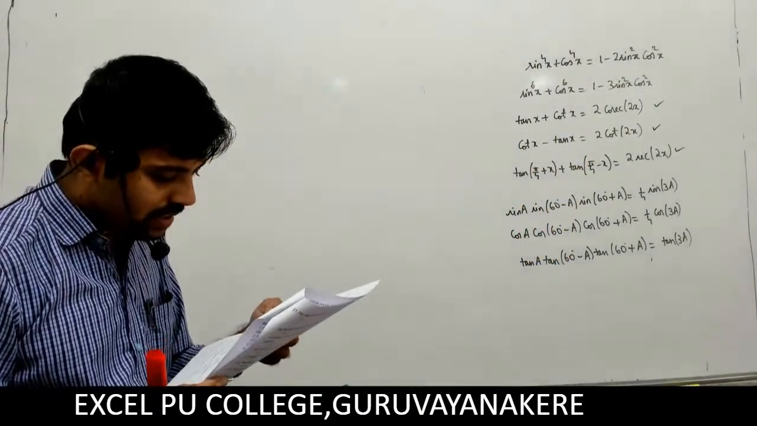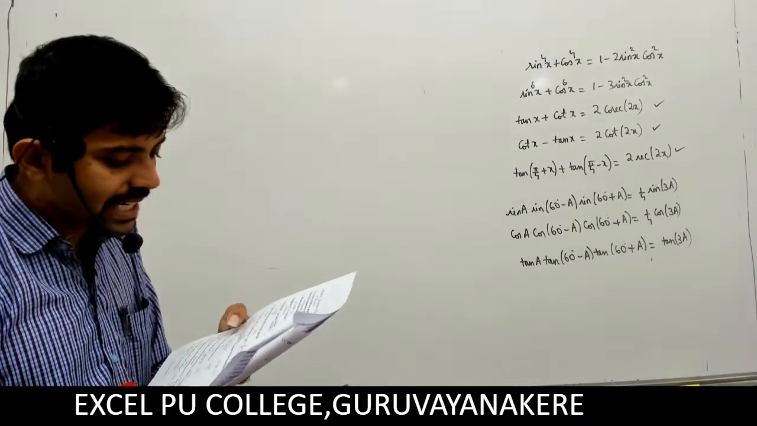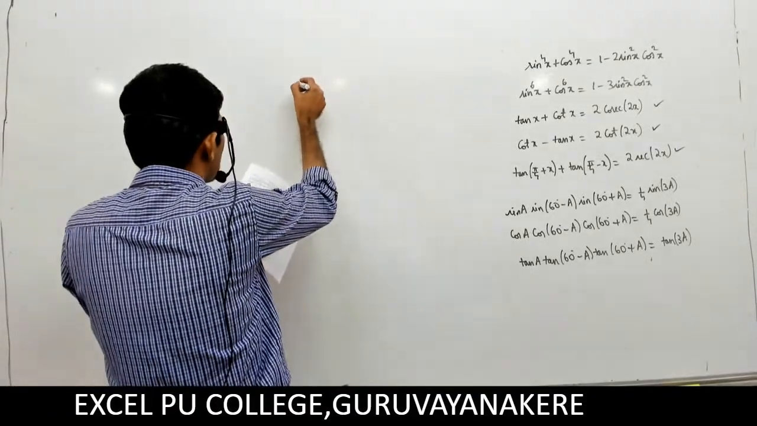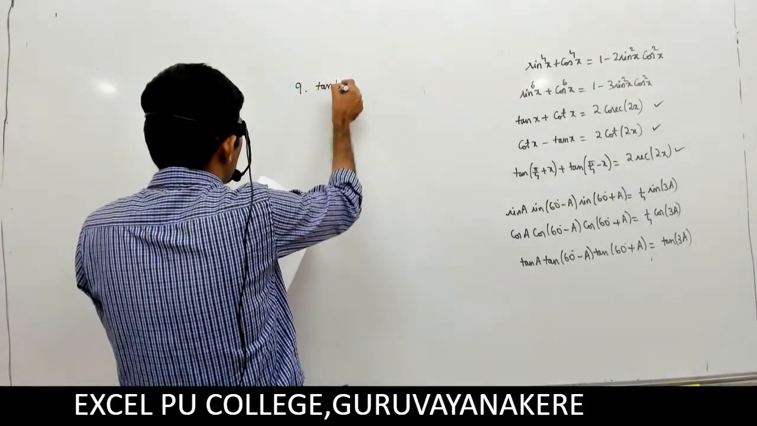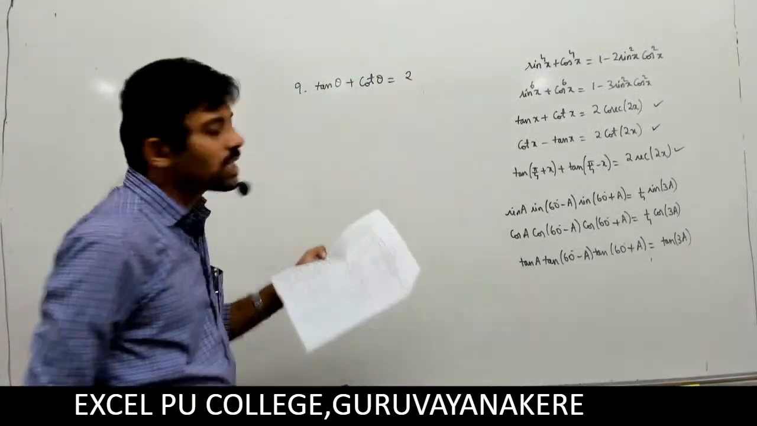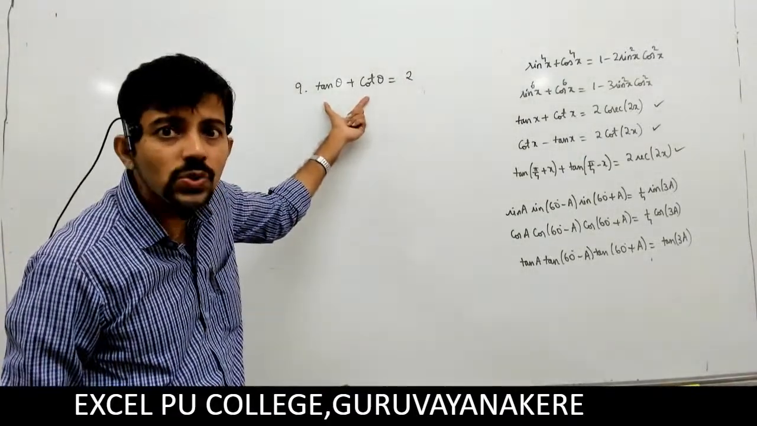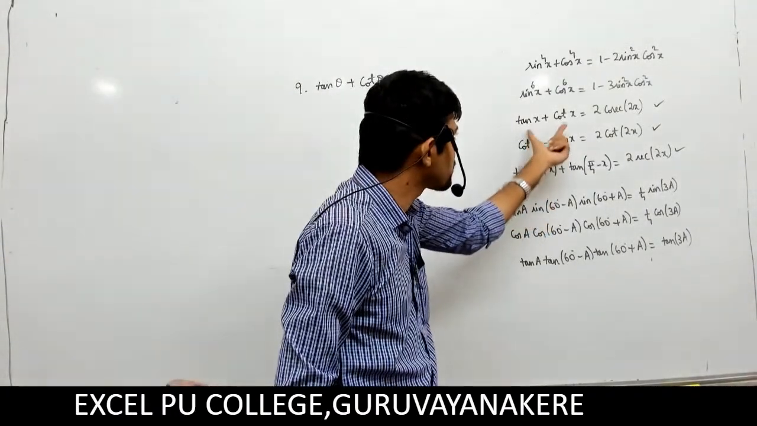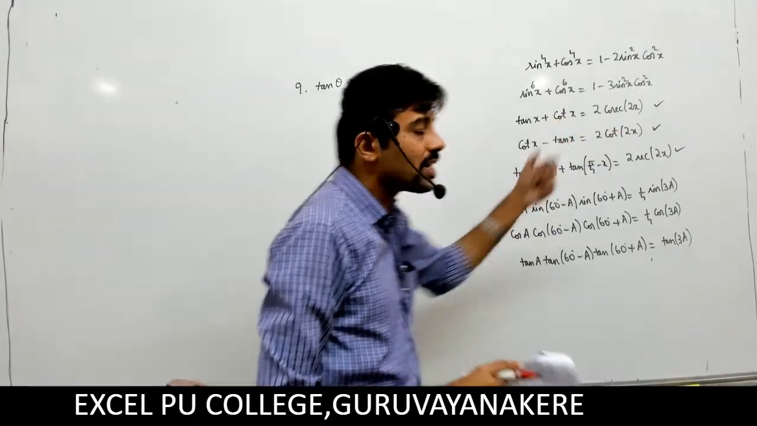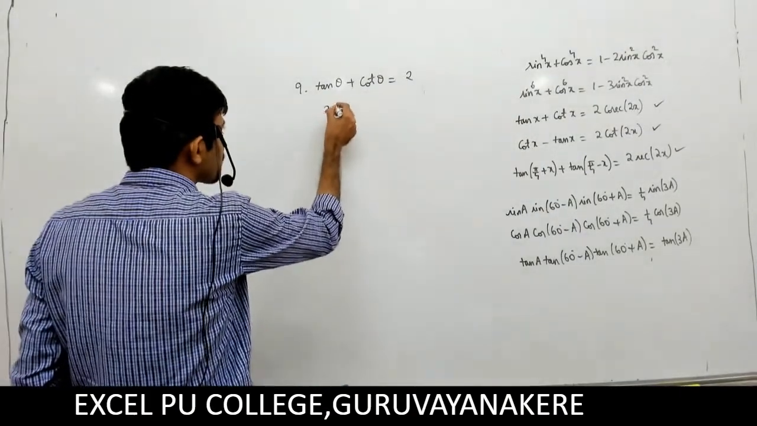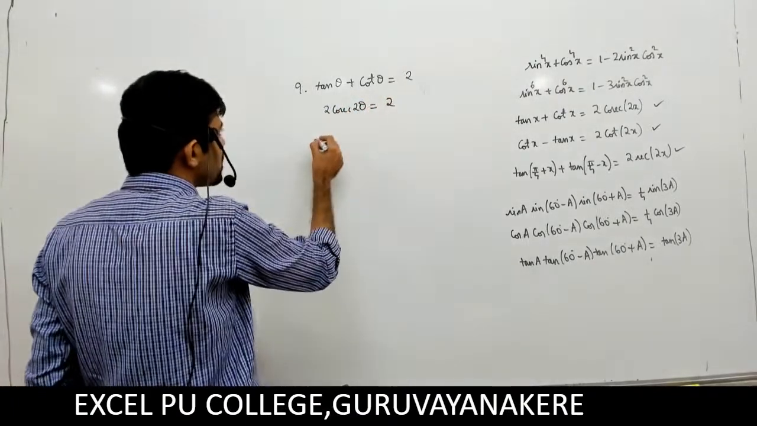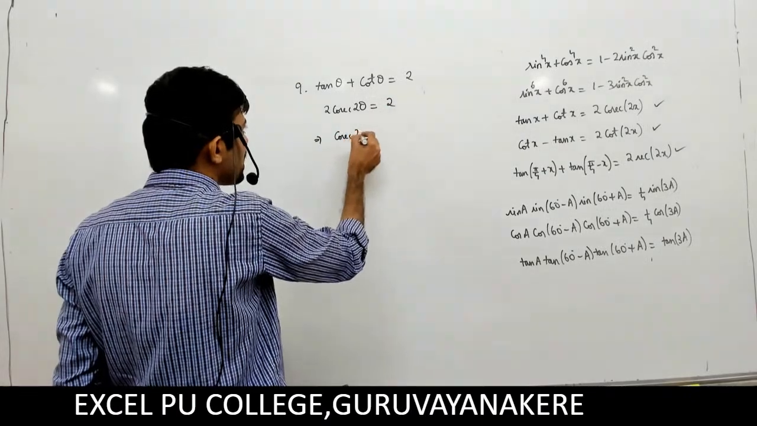See, for example, if you see question number 9 here, tan theta plus cot theta is done. Come back to question number 7 later. Look at the question number 9 here. Tan theta plus cot theta is equal to 2. They asked to find the value of sin theta. You know, directly we can apply tan theta plus cot theta is 2 times cosecant 2 theta. Correct, using this. Tan x plus cot x, 2 times cosecant 2x. Directly use this formula. 2 times cosecant 2 theta is equal to 2. This implies cosecant 2 theta is equal to 1, right?